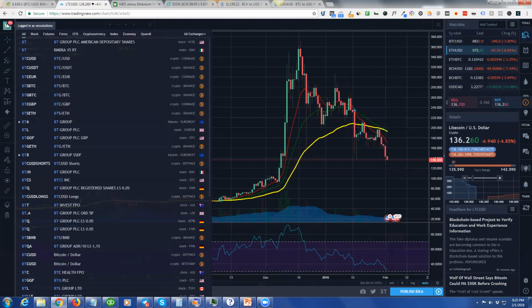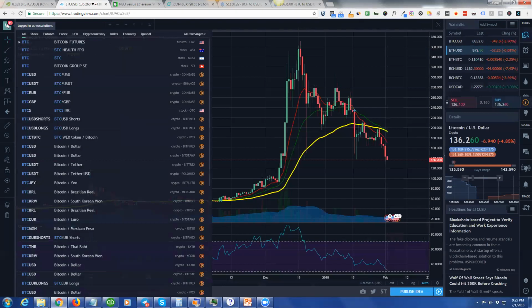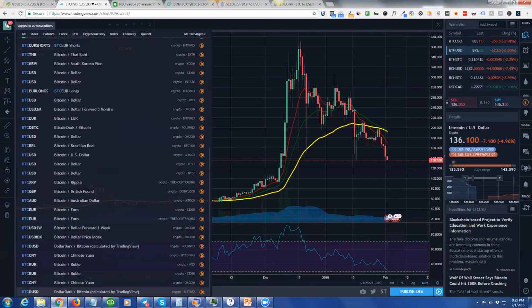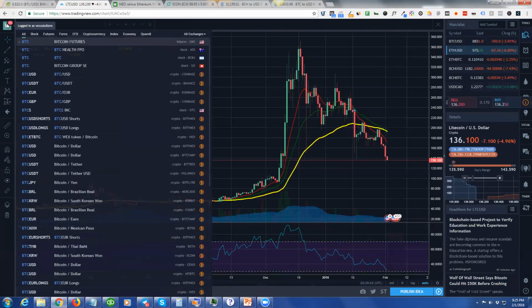And it's still tumbling away. We're down. Let's hope that it finds a bottom soon. And Bitfinex. Right here.